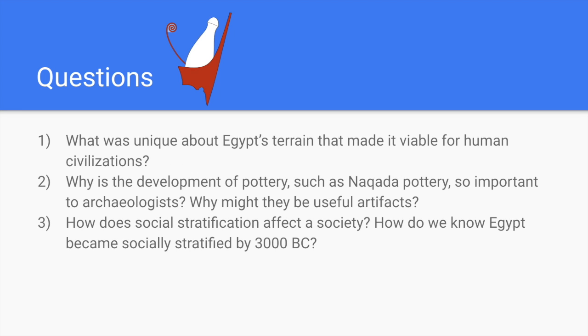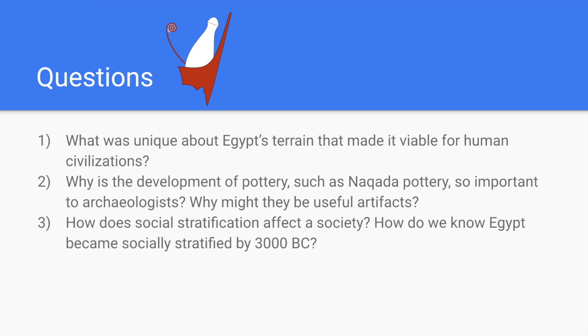So now I want to ask 3 questions for you to think about, to reflect upon prehistoric Egypt. So the first one was, what was unique about Egypt's terrain that made it viable for human civilizations? I touched on that, but I want you to think more in depth. Think about rivers, think about deserts, think about the Mediterranean to the north. What else is going on in this time period?